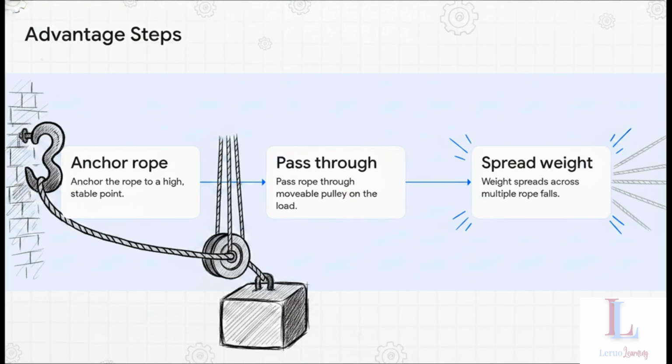Okay, so how does a compound system actually generate this mechanical advantage? If you're hit with a level 2 or level 3 question asking you to break down the mechanics, use these exact steps. Step 1, you anchor the rope to a high stable point. Step 2, you run that rope down and pass it through the movable pulley that's attached directly to your load. And step 3, this is where the real physics magic happens. The weight of the load is now spread across the multiple supporting lengths of rope. We actually call these rope lengths falls. Simply put, the more falls you've got, the easier it is to lift the load.